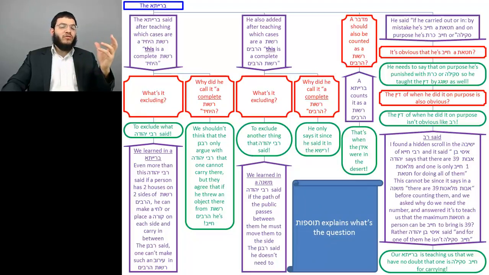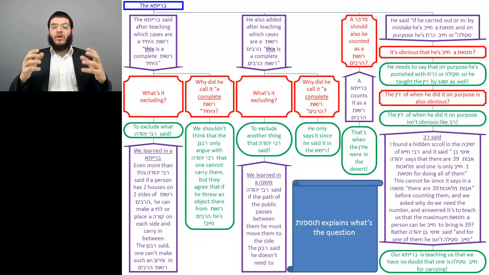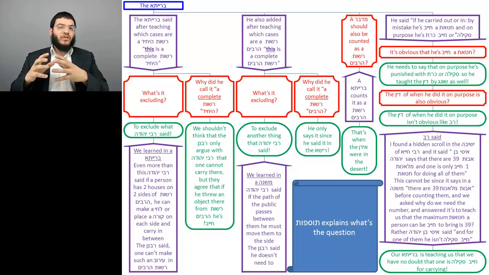Like we pointed out, Rashi learns the question one way, Tosfos learns it differently. So here we see in a very clear way that Tosfos is there to explain the Gemara, that we should understand what the question of the Gemara is.